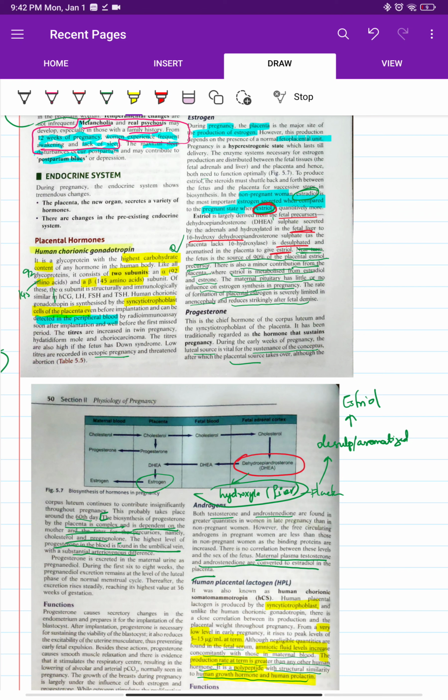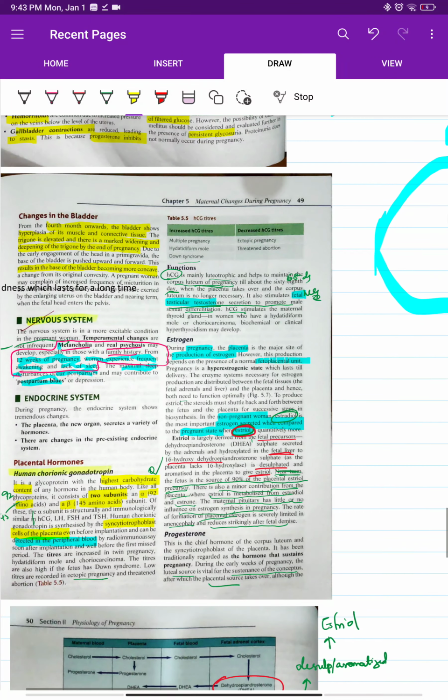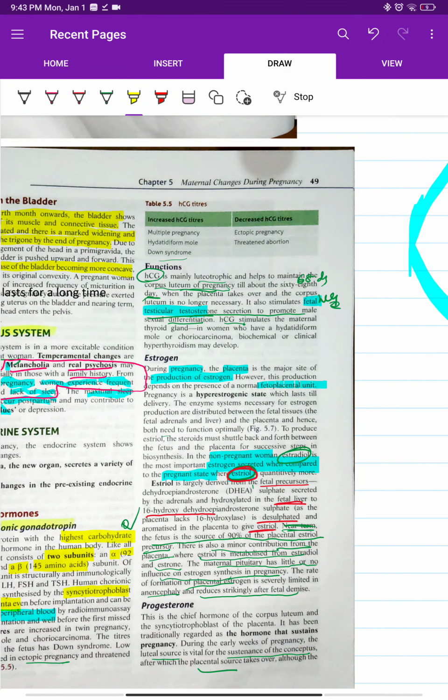This human chorionic gonadotropin is a glycoprotein with the highest carbohydrate content of any hormone in the entire body, and it has two subunits, alpha and beta. Alpha is common to all hormones like FSH, LH, and TSH, whereas beta is very different. It is increased and decreased in a few conditions: increased in Down syndrome, hydatidiform moles, and multiple pregnancies, whereas it is decreased in ectopic pregnancies and threatened abortions.